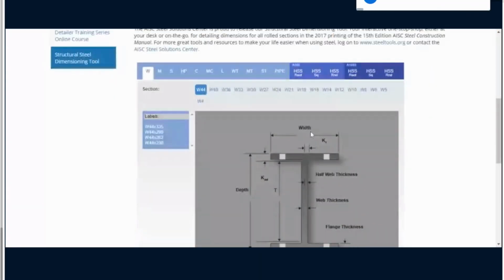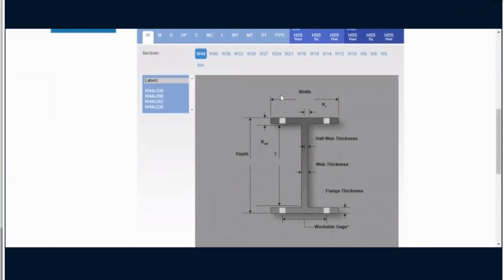So it gives you the dimensions that you want, like the width, the depth, the flange thickness, the dimension T, the web thickness, the half web thickness, the K depth, the K1, and the workable gauge in case you are putting some bolts here. So there is a minimum distance from the edge to the center of the hole. But we will discuss that in later lectures.